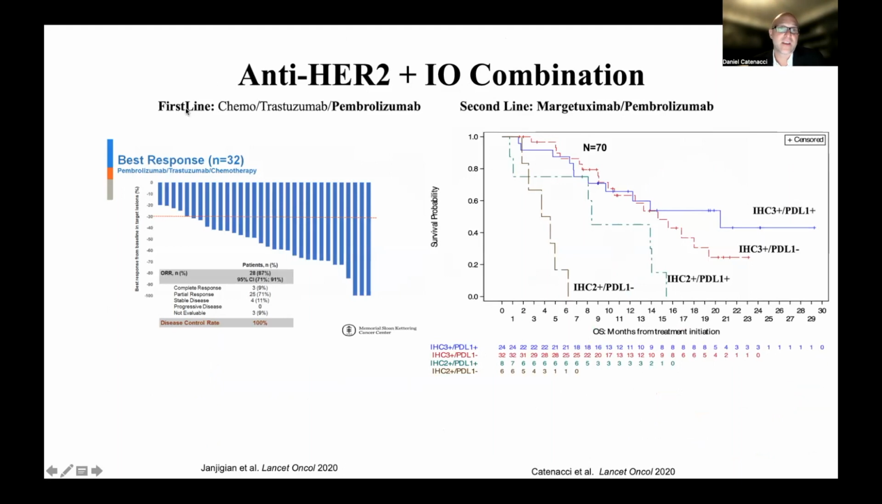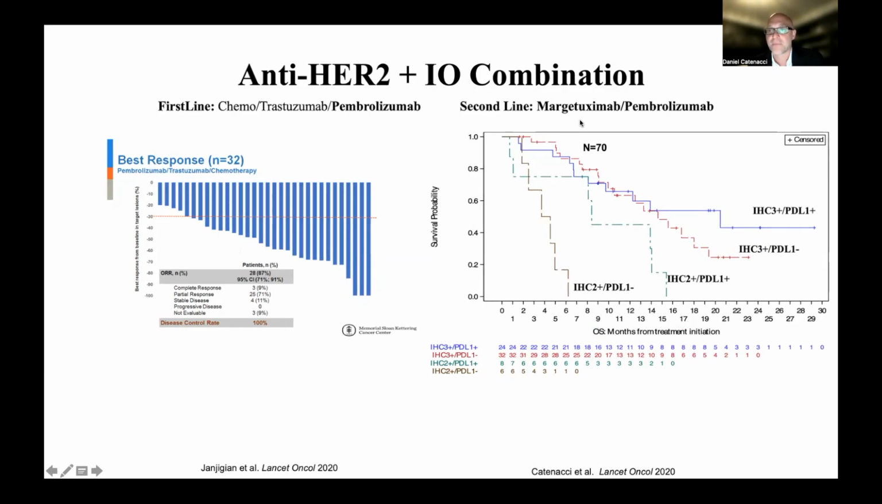On the left, we see here in the first line setting, a phase 2 single arm study that was looking at standard chemo with trastuzumab and the addition of pembrolizumab in all comers other than being HER2 positive. And you can see in this 32 patients, this waterfall plot that showed a nice response rate higher than what one would expect with just anti-HER2 therapy and chemotherapy alone, as well as at 87%, as well as a really good disease control rate.